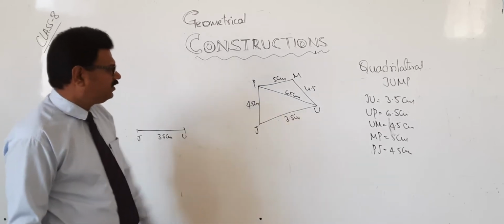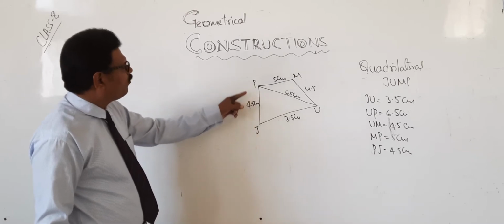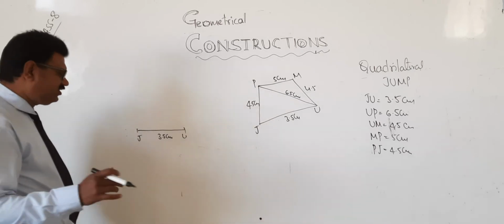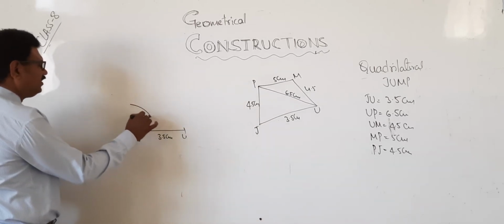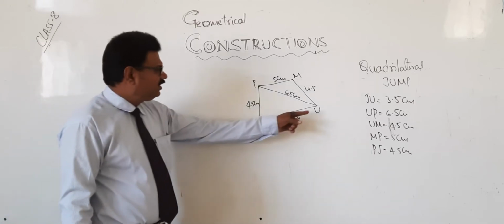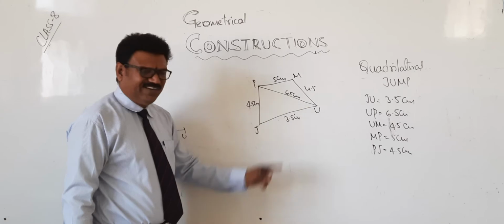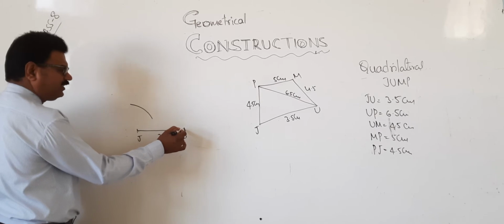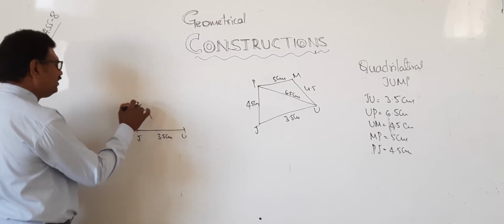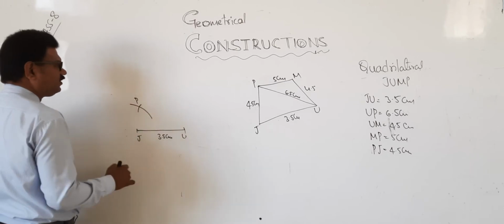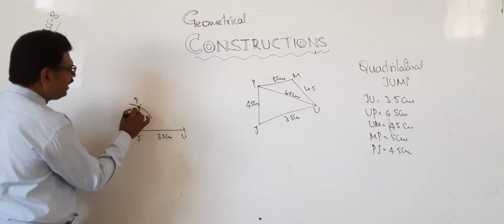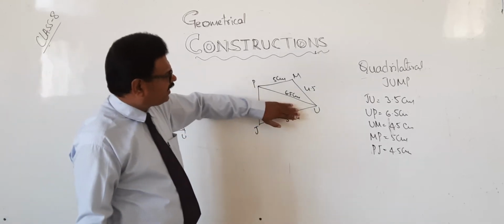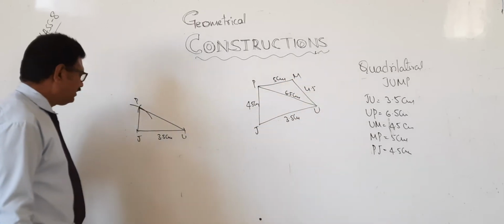Now you do one thing. JP, how much is there? 4.5. Take compass, take 4.5 radius and keep one end on J and draw an arc like this. Afterwards, UP, how much is there? 6.5. Take 6.5 as radius, keeping one end on U, cut this arc. This is nothing but P. Now join PJ and PU. That means the triangle PJU part is over. Now only this part is remaining. Very simple.